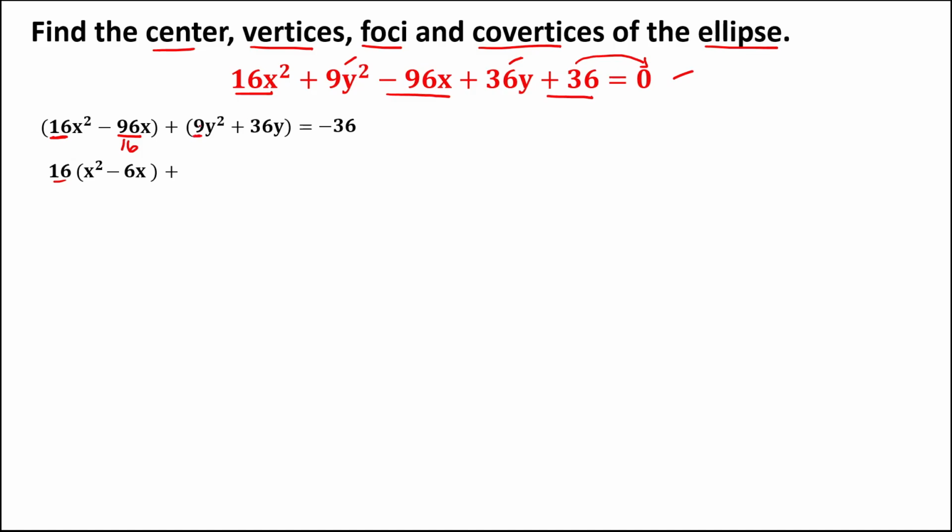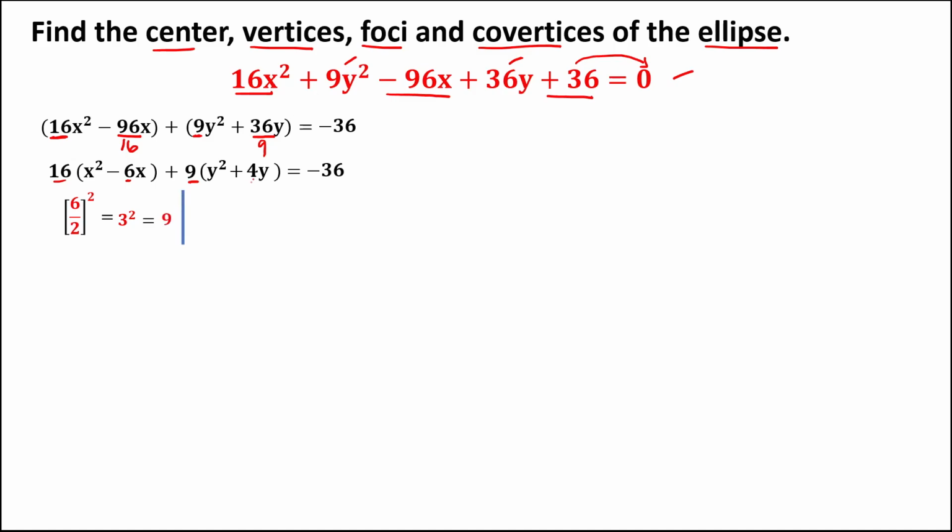We also need to put this number outside for y. So we have y squared, then plus 36 divided by 9, which is 4y, then equals negative 36. Then we can do completing the square. Just take this number, 6 divided by 2, that's 3, and 3 squared is equal to 9.